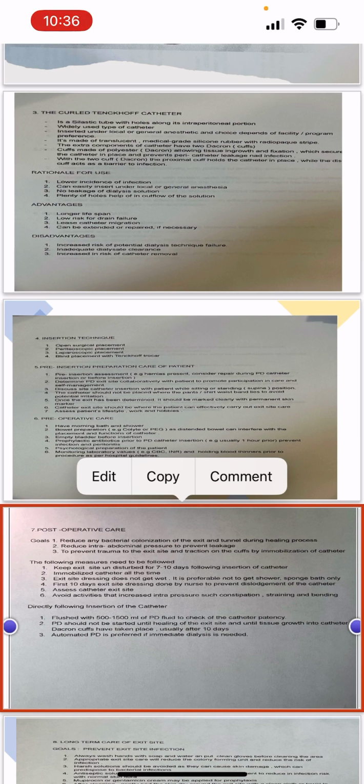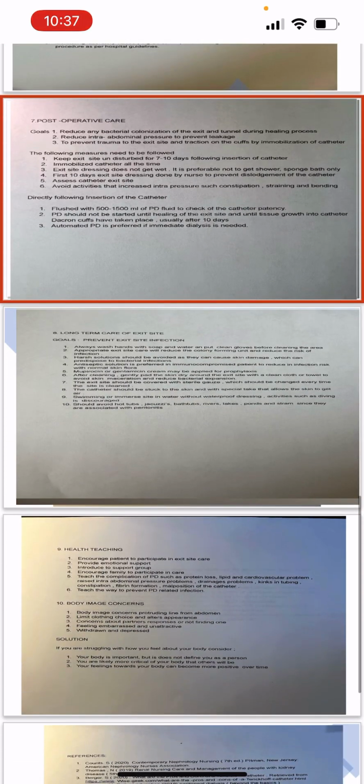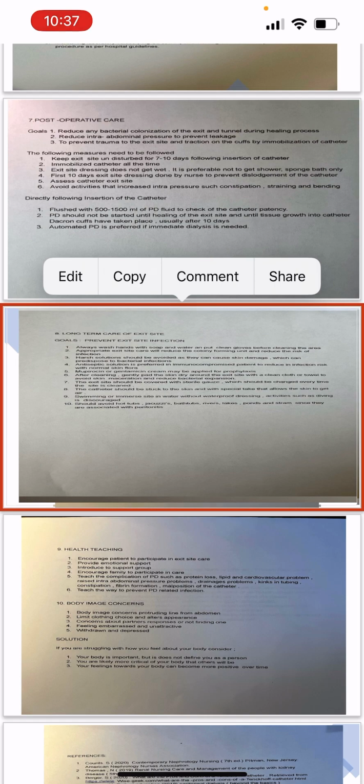This is what we have to do following insertion of the catheter. We flush with 500 to 1500 mL of PD fluid to check the catheter patency, and PD should not be started until healing of the exit site or Dacron cuffs has taken place, usually after 10 days. And for the long-term care of the exit site, we have to prevent site infection.